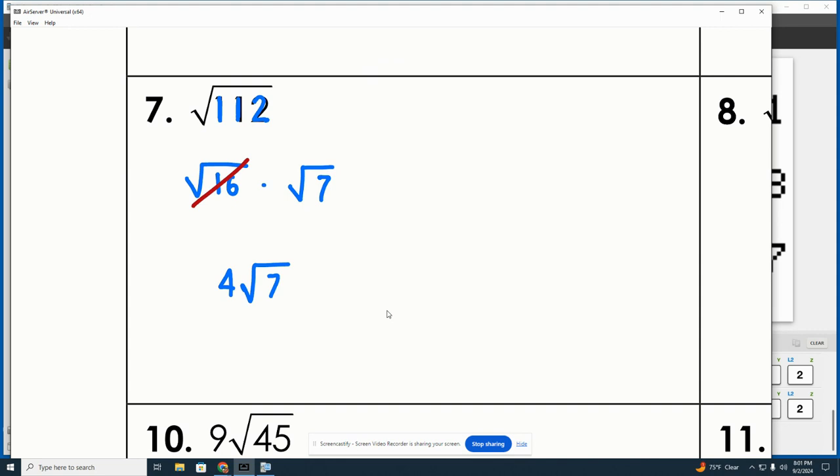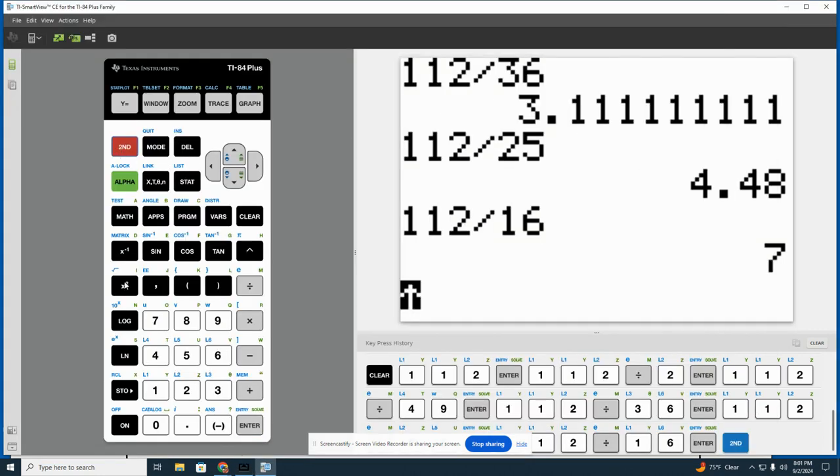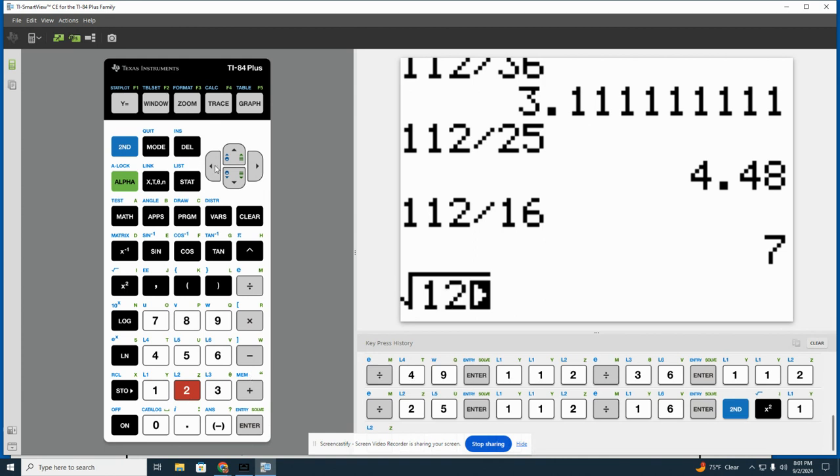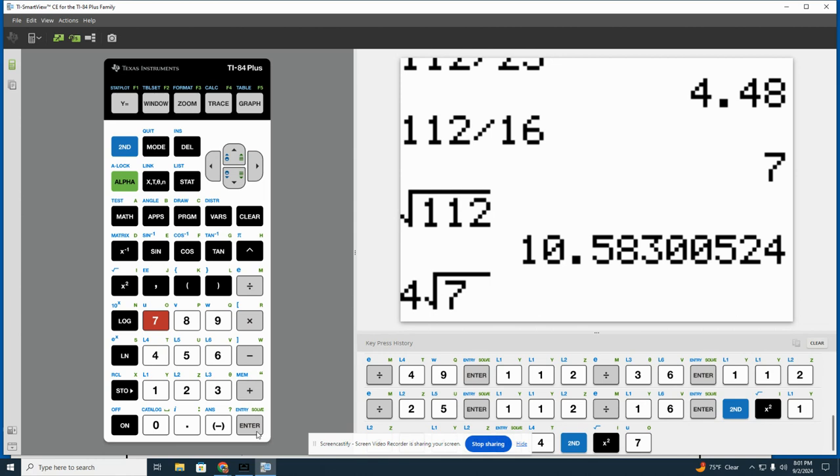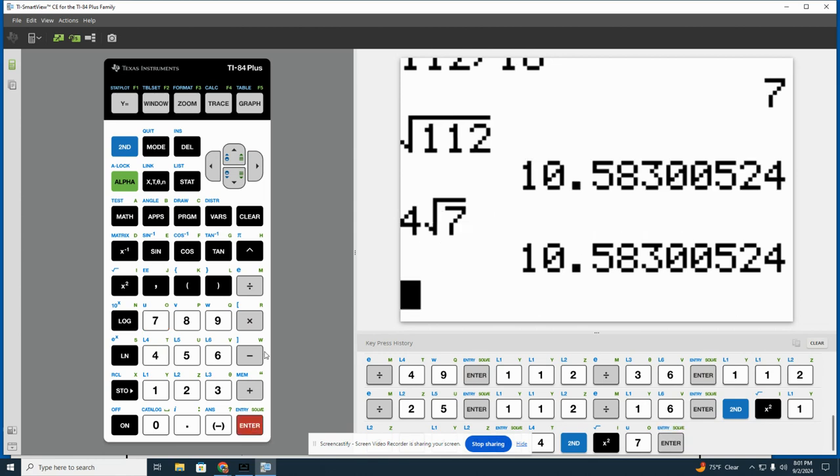Now, just so you guys can understand, if you're taking a multiple choice test, you can check this. Let me show you. When we did the square root of 112 a minute ago, it was 10.58300524. But look at this. If I did 4 times the square root of 7, guess what? Identical. These are the same values. It's just been simplified by pulling out the greatest perfect square that goes into it. I hope that makes sense.